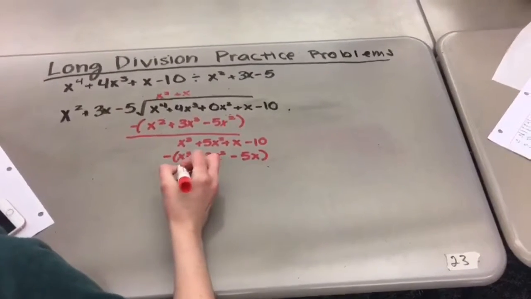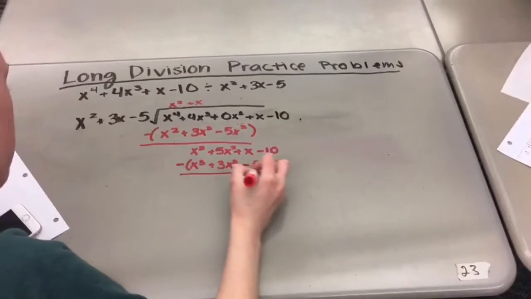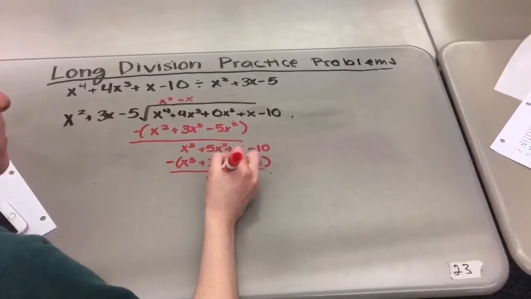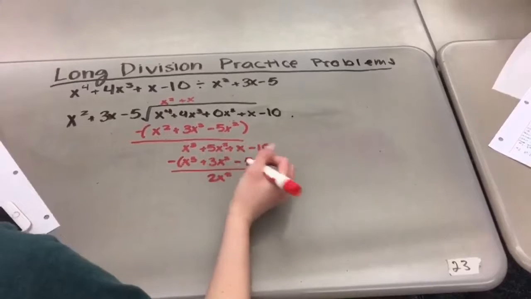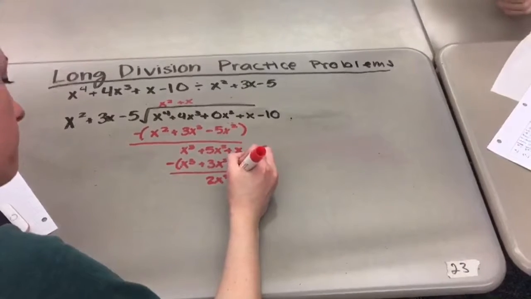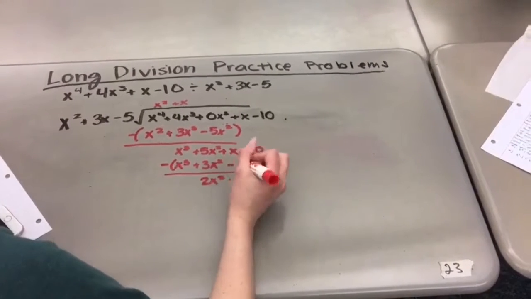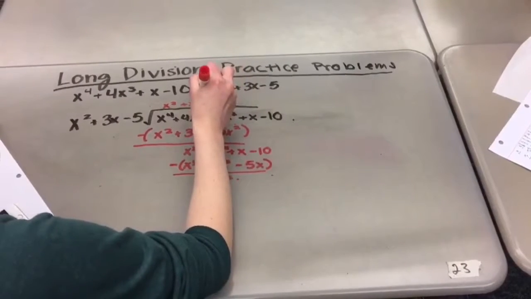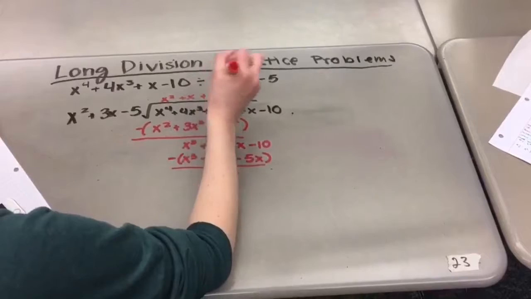You then subtract x cubed plus 3x squared minus 5x from x cubed plus 5x squared plus x minus 10, and it comes out to 2x squared plus 6x minus 10.